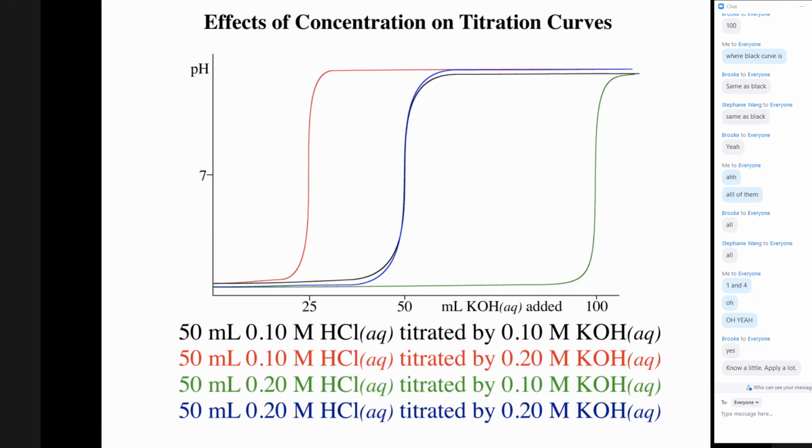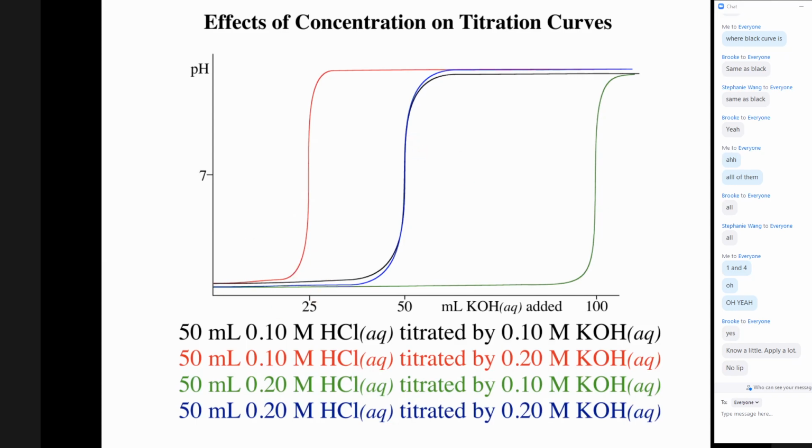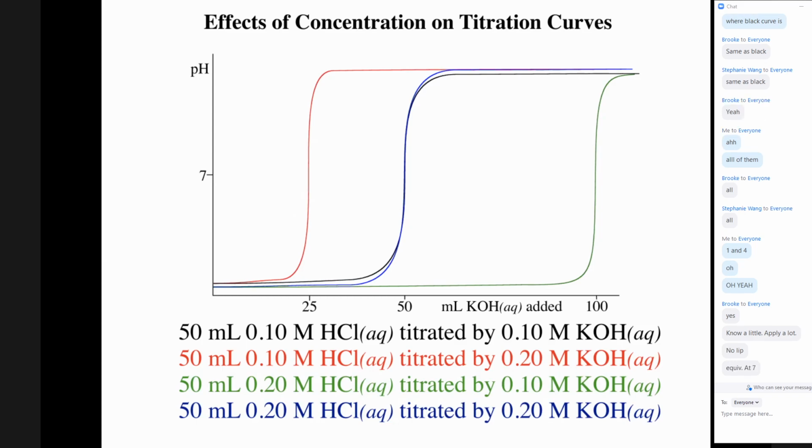Before you go into this next question, I want you to tell me the following things that are true. What do I recognize on a strong curve? What are the features of a strong curve? There aren't a lot, but when I look at a strong curve: no lip, sigmoidal, and one other feature I know for sure, pH equals 7 at equivalence.